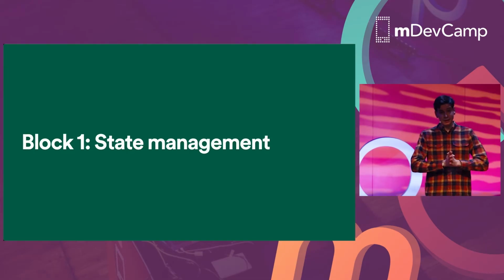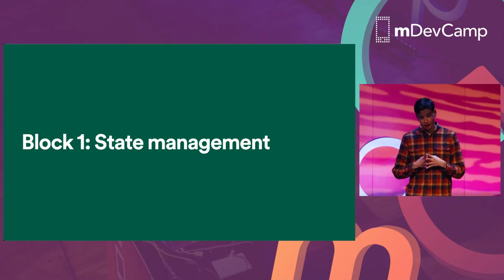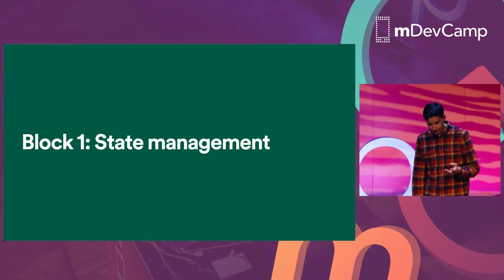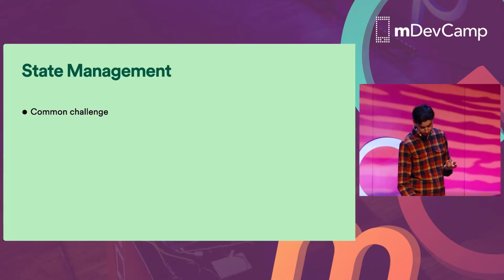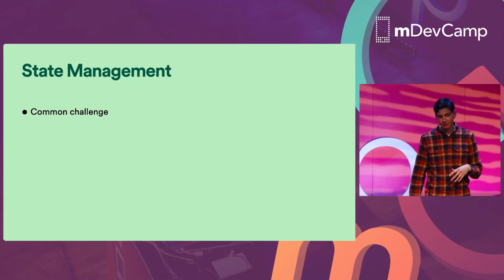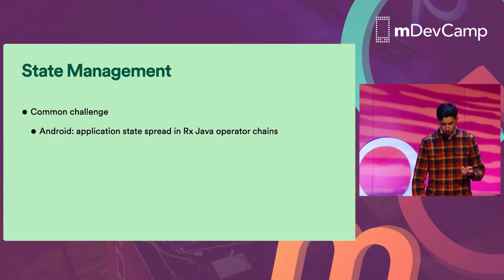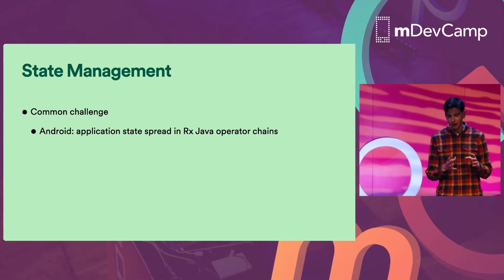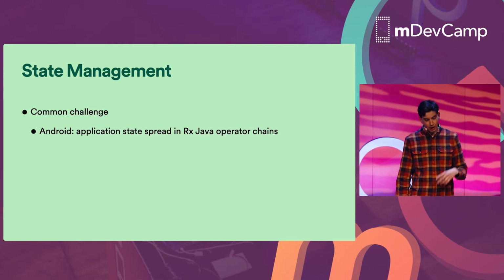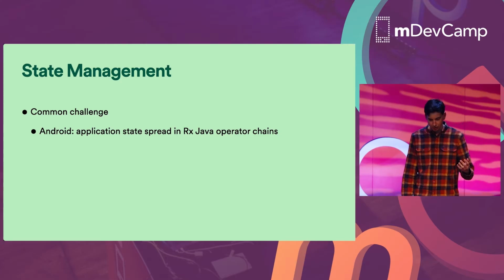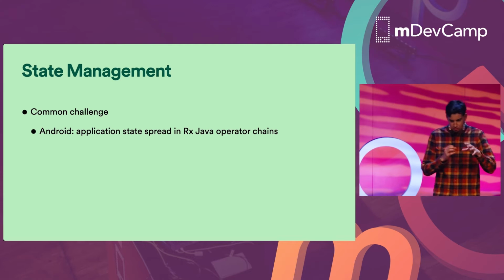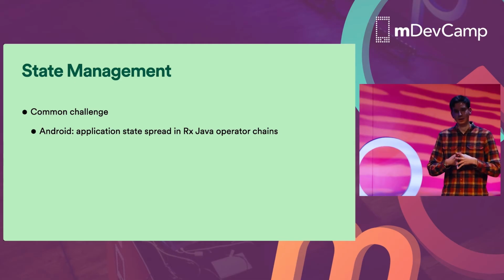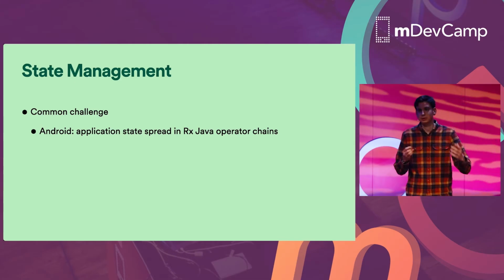To begin with, I would like to discuss state management, which I believe is one of the most challenging aspects of programming, but in particular mobile app development. A couple of years back, we observed a very common challenge in our code base. On Android, much of the UI and application state was spread across RxJava operator chains. On iOS, where we did not employ reactive programming, the state was scattered among view models, view controllers, and even views. This made it very difficult to reason about the state, evolve the code, and conduct testing.